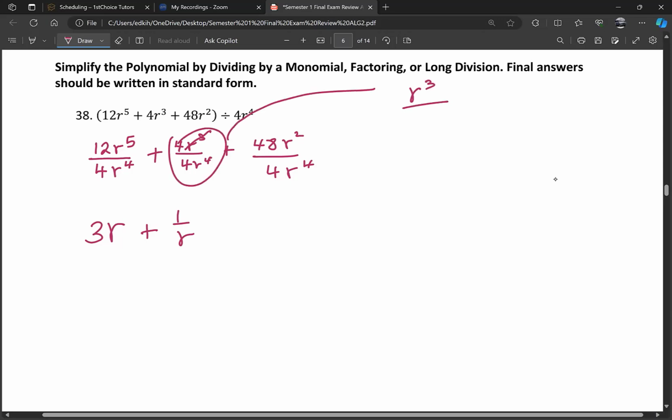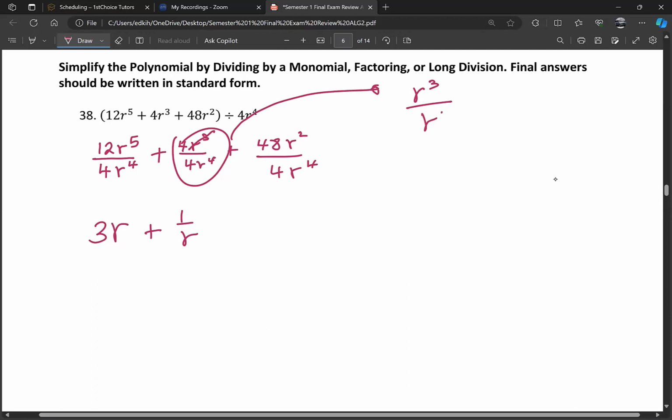I'm going to expand this part here. r to the third over r to the fourth, right? This is a different way of thinking about this. r times r times r is what the top is saying. The bottom, we have 4 of them. So what I'm trying to share with you is you can logically see that you have 1 up here and an r on the bottom. That's why we have this.